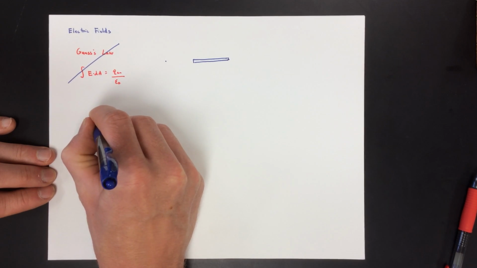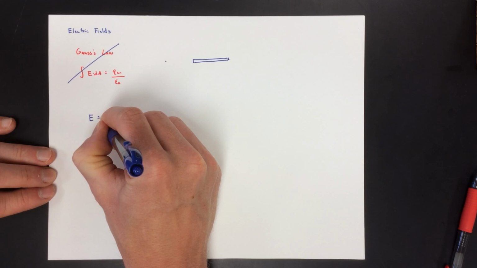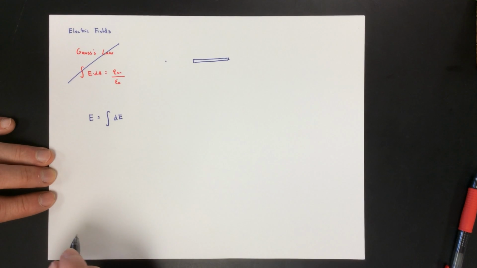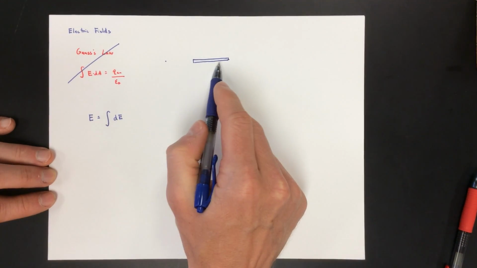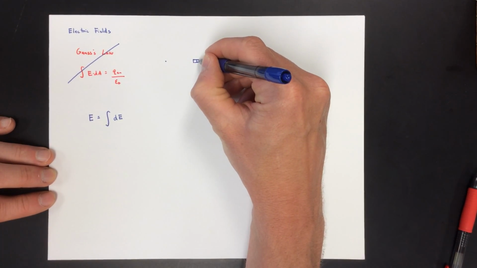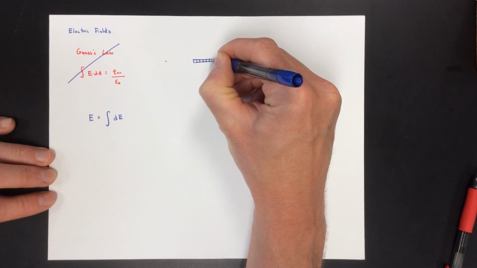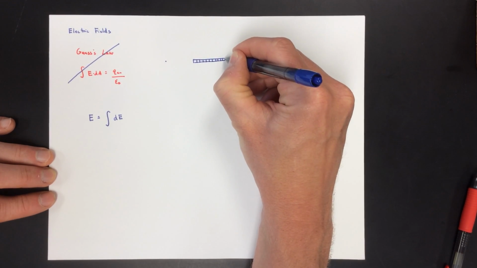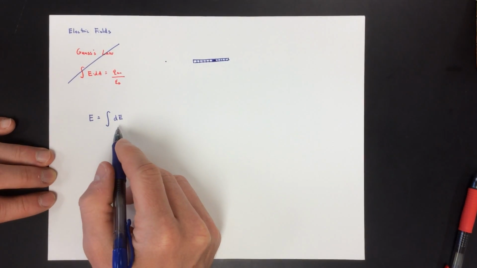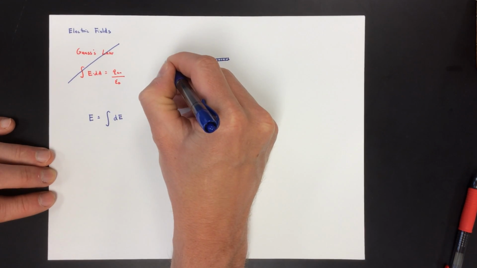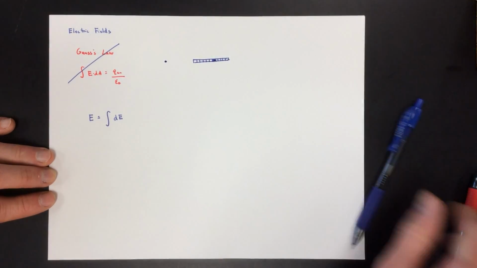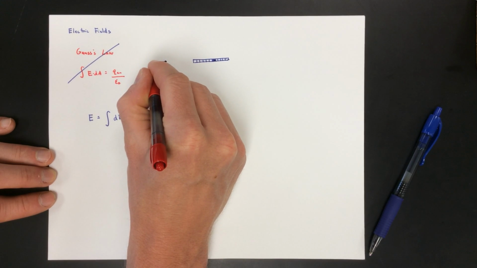Something that hopefully is very obvious at this point in your calculus career is that the E field is the summation of all the little bitty dE's. I know this is a finite object, but we need to break it up into an infinite number of really small point particles, each with its own E field. Assume this is some positive charge. We know the E field at that point is going to be going this way.